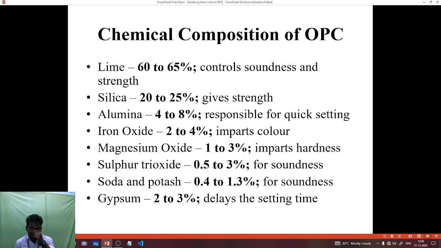Soundness means the changes that could occur when shrinkage occurs, which means the concrete could contract or expand when water is added and while setting. In both phases, the volume could change. That is what we call soundness. Soda and potash, 0.4 to 1.3%, for soundness. Gypsum, 2 to 3%, delays the setting time.